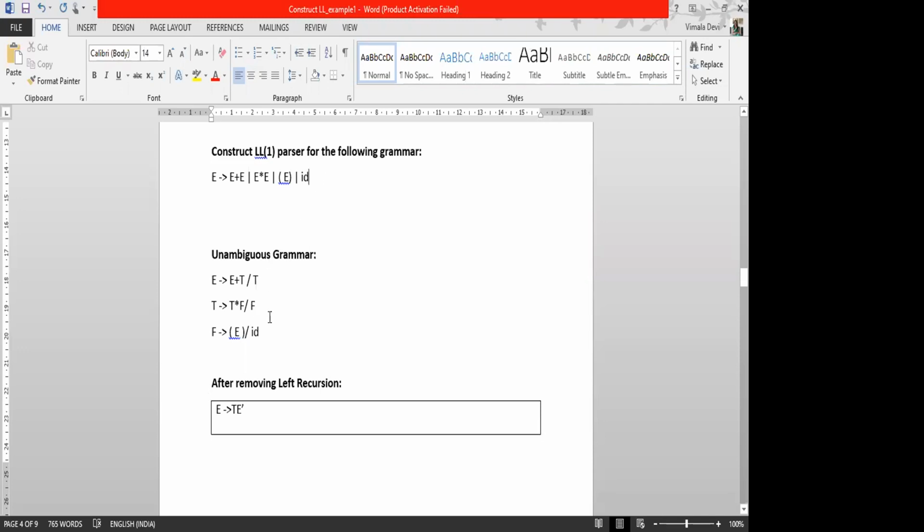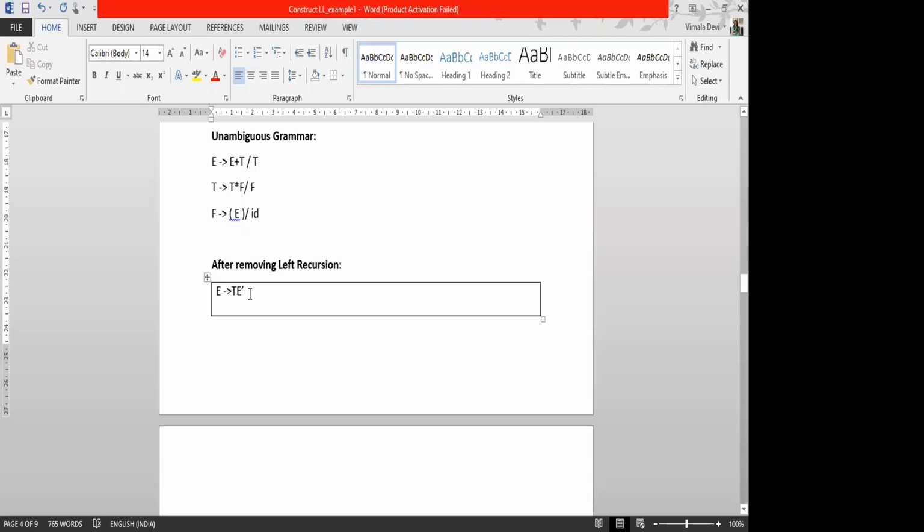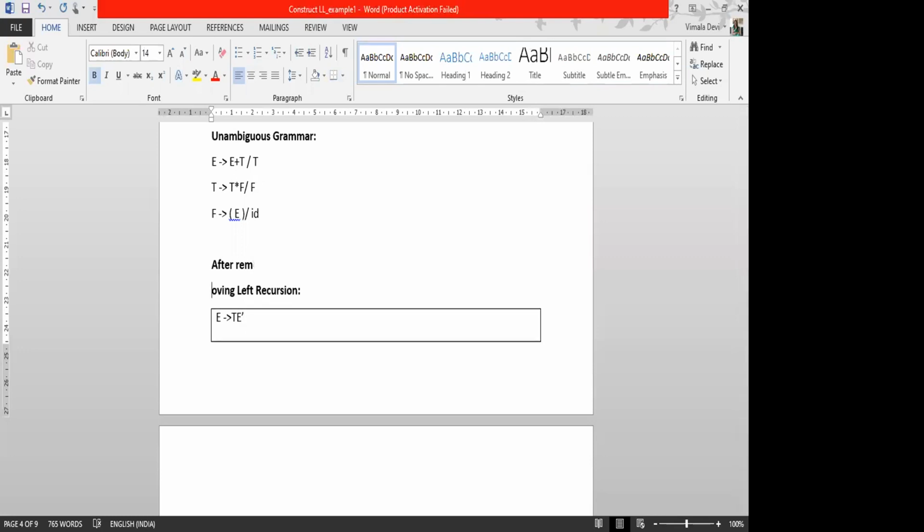Unambiguous grammar we already discussed. After removing left recursion, I just want to write the grammar. E derives T E dash. What is the next rule?